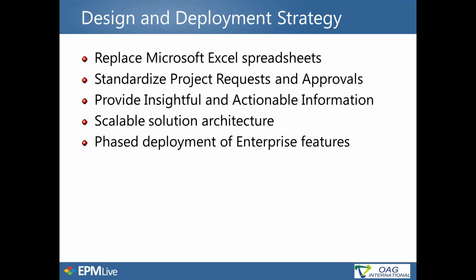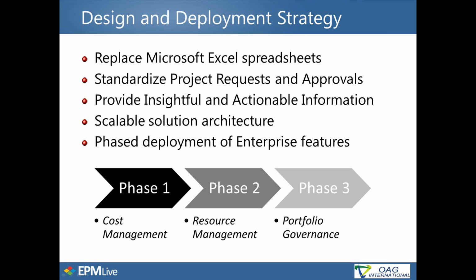The management objective for us is to replace some or all of these Microsoft Excel spreadsheets that are manually handled, very time-consuming, error-prone. We want to standardize their project request and approval workflow so that it will be a standard process, as well as they want to see the projects in trouble and be able to alert them early, and they can take actions quickly. The solution has to be scalable and doing phase deployment. So they have phase 1 doing the cost management, and then followed by resource management, and then later on portfolio governance. And these are some of the results that we have for them.